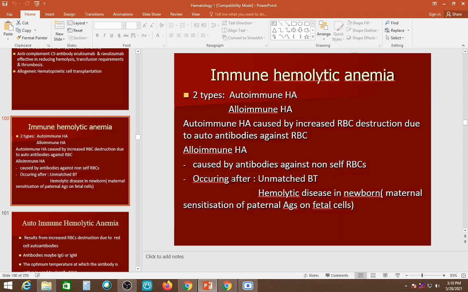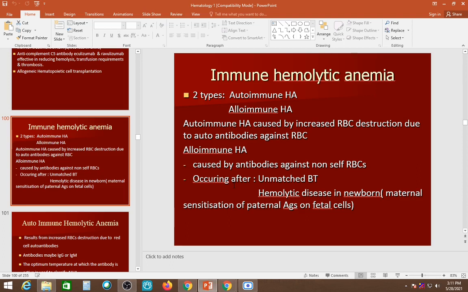So coming to the extracorpuscular defect, we have divided again into hereditary and acquired. Under hereditary, I told you, is familial HUS, and the most important is acquired causes. Under those, we divide into the immune hemolytic anemia and the non-immune hemolytic anemia. Just to recap, immune hemolytic anemia consists of two types. One is autoimmune hemolytic anemia and another one is alloimmune hemolytic anemia.